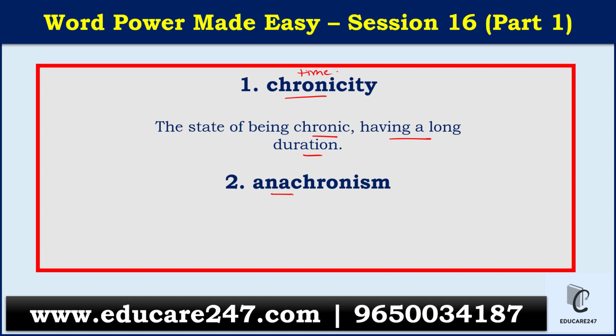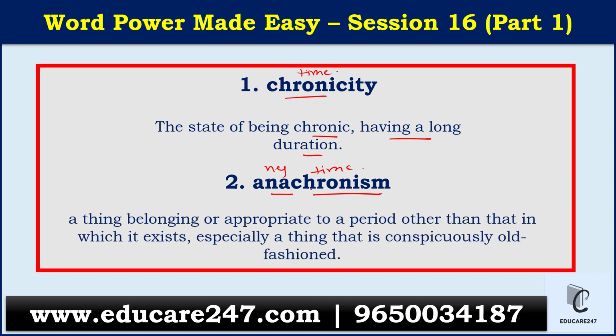Next we have ana, which is the negative prefix, with chronos. Anachronism. Chronos is time, so something is against time. It's basically a thing belonging or appropriate to a period other than the one in which it exists, especially a thing that is conspicuously old fashioned. So we have some clothes or some items, like those button mobile phones. They were in fashion a few years back, but now if someone is using those phones, we call it old fashioned, or we could simply say it is anachronism.